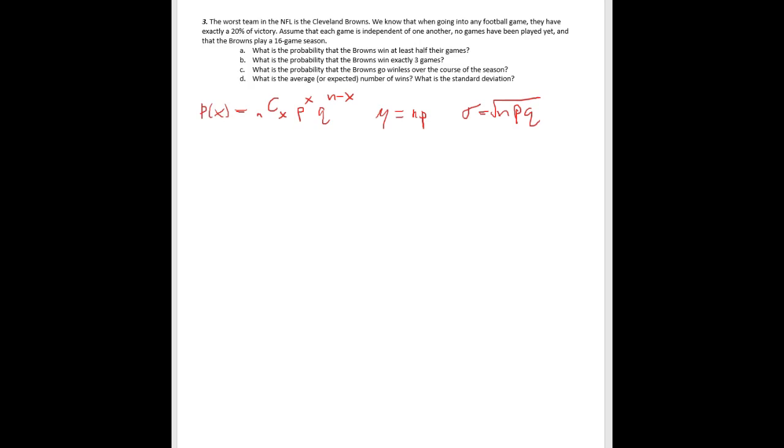Okay, so A. What is the probability the Browns win at least half their games? Well, at least half their games would be at least 8. So what we're going to do, this would be the probability that they win 8 plus the probability that they win 9 plus the probability that they win 10, and so on. You could also look at this like 1 minus the probability that they don't win 8 games. So 1 minus the probability that they win 7 or less. You could do it that way, but it's all going to depend on what you want. Okay. And we're going to see why that is.